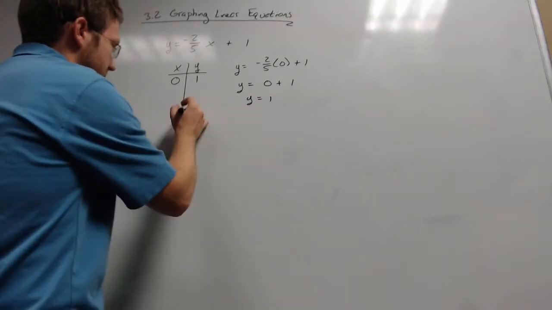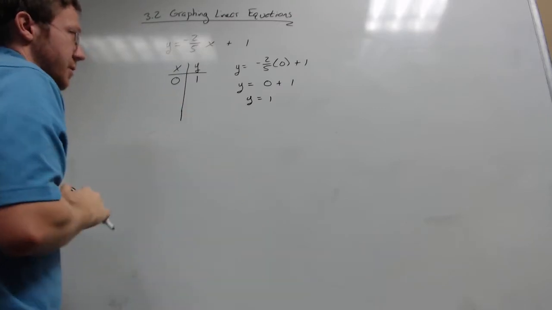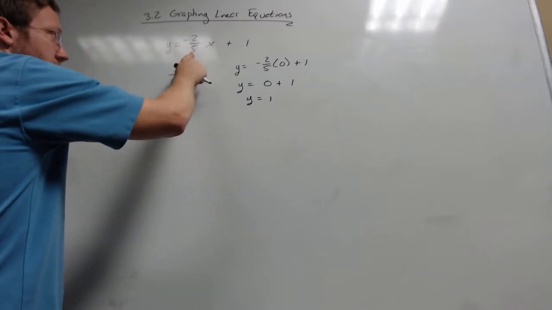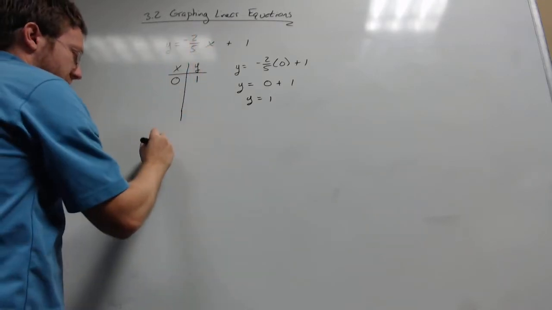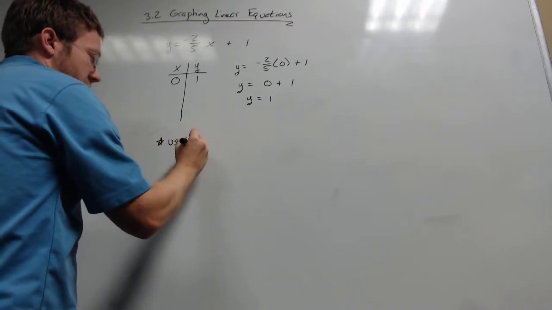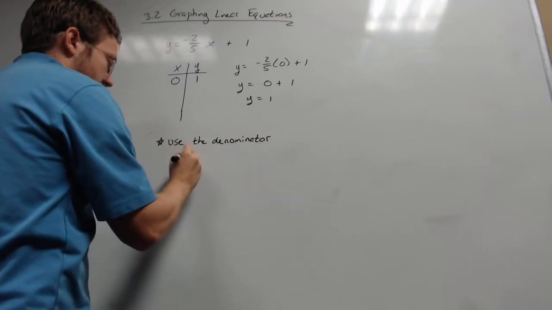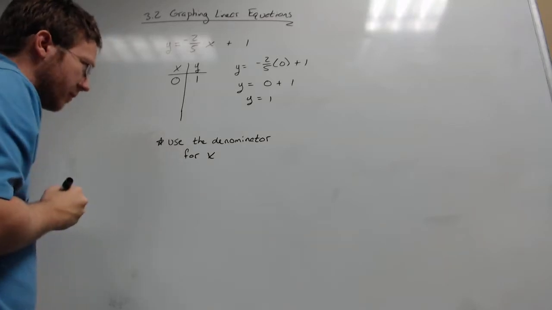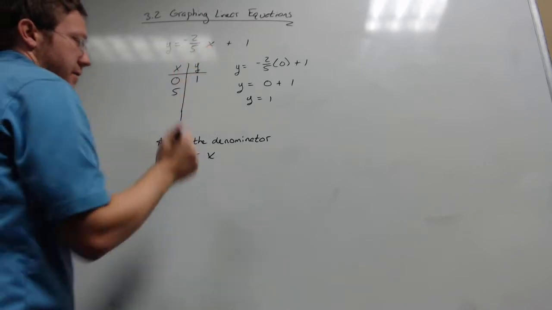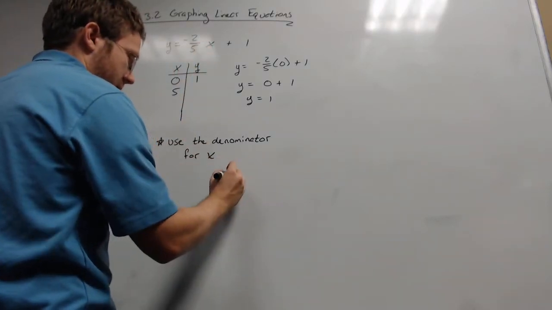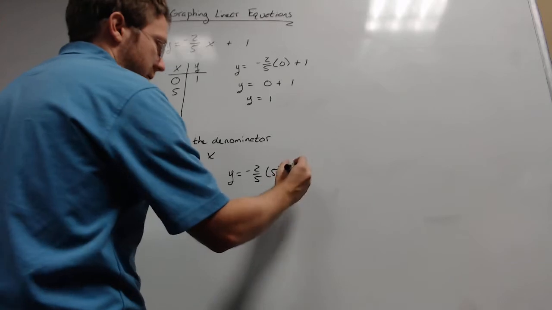Next, a nice way to handle a fraction, if we're going to find solutions this way, is to use whatever the denominator is as your value of x. And you can see why in a second. So I'm just going to write down, use the denominator for x. This is a good little trick. We substitute in 5 now, and we're going to have y equals negative 2/5 times 5 plus 1.